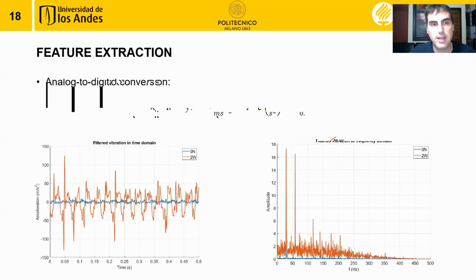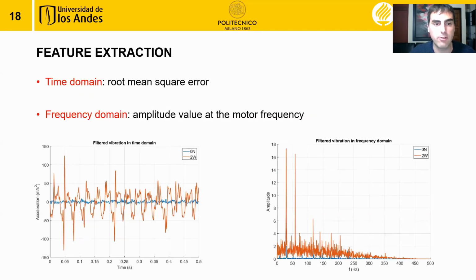From that, we extracted features. In particular, we extracted features in the time domain, since we can notice here, between the bigger level of unbalance and the lower, that the amplitude changes a lot from one to the other. And also in the frequency domain, we calculated the value of the amplitude at the motor frequency, since from the domain we know that the unbalance can be seen at the motor frequency.